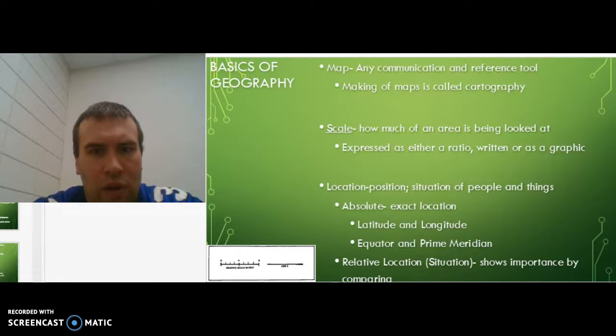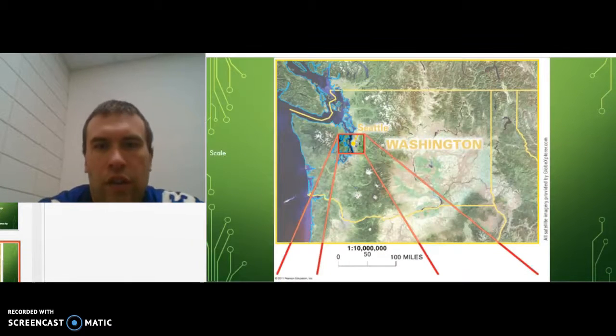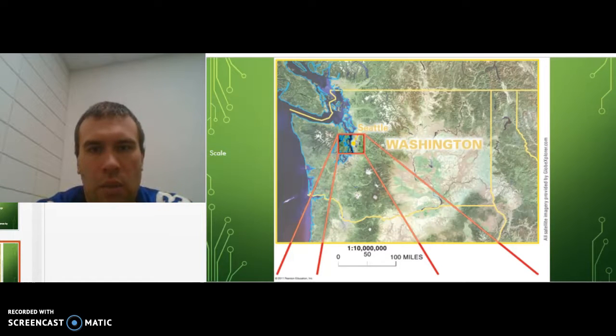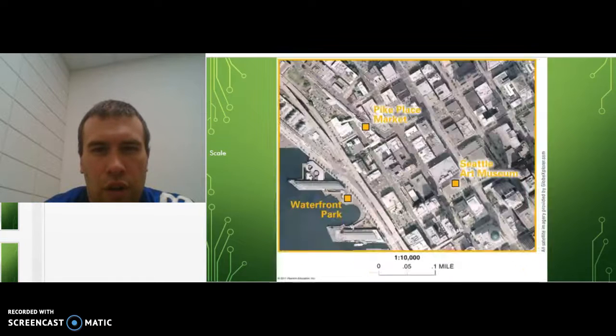Next is an important concept called scale, and how much of an area is being looked at. It can be expressed a lot of different ways, but to put it simply, let's look at this. I will come back to this slide, and you'll see it often throughout the class. Here's a map of Seattle, Washington, but it's really a map of Washington. And as we zoom in, we get closer and closer.